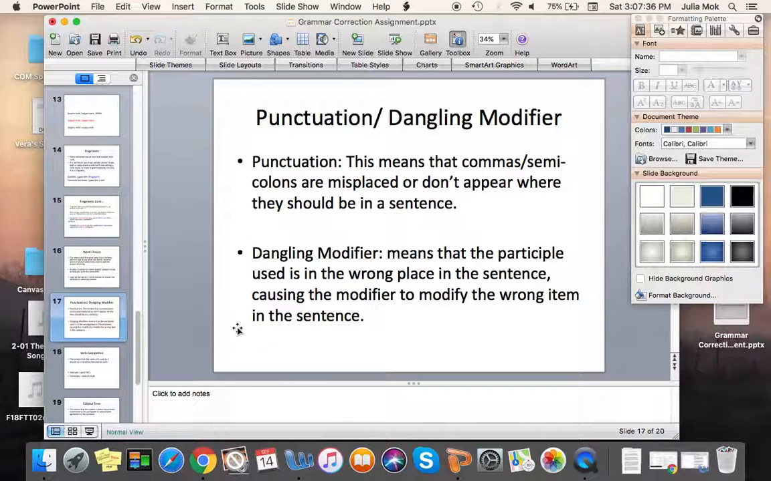These ones are a little bit less common, so I'm not going to go through them as fast. Sometimes you can have a punctuation error, which means the commas or the semicolons are misplaced or they're not where they should be. A dangling modifier means that the participle is used in the wrong place in a sentence, causing a modifier to modify the wrong item. Very kind of complicated, but the idea is that if you're describing the cat, I need to know you're describing a cat. You're not describing something else. So where you put your adjectives really matters. Where you put your different phrases really matters.